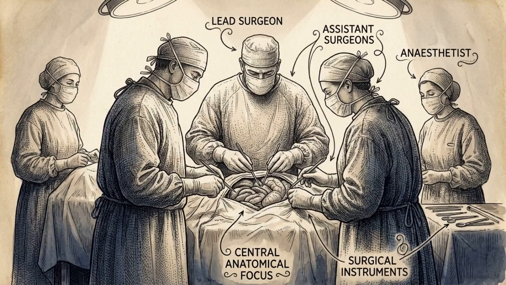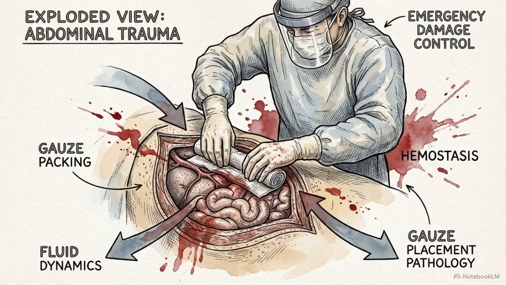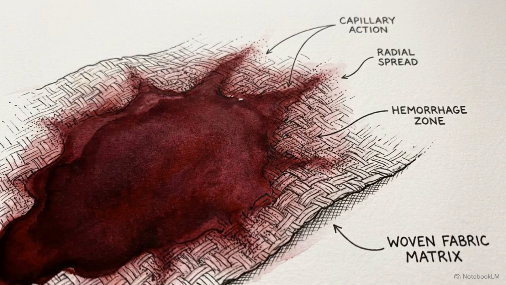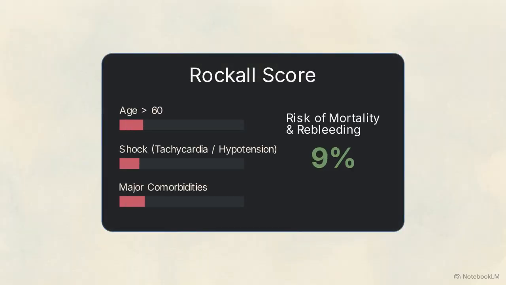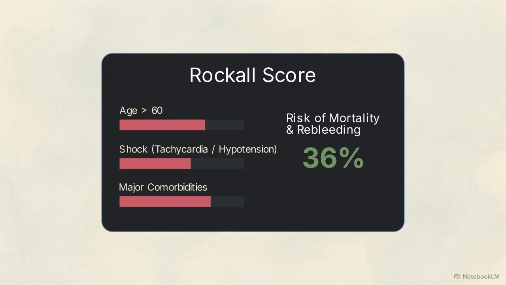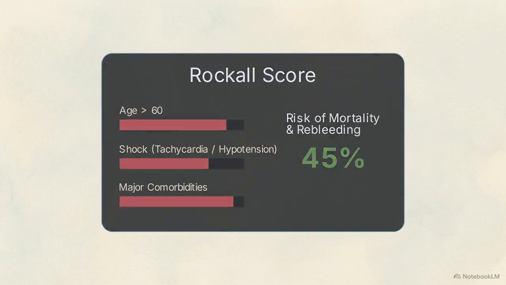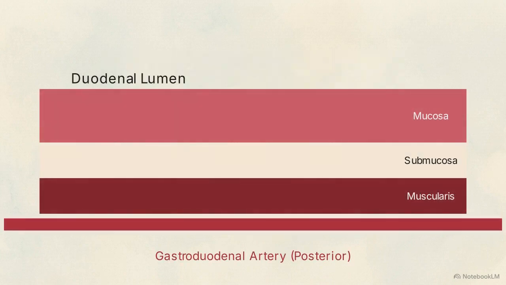Elective acid-reducing operations have been obsolete for decades. Modern ulcer surgery operates strictly as a damage control response for acute, life-threatening mechanical failures. The most immediate threat is a massive upper gastrointestinal hemorrhage. Clinicians stratify the severity of these bleeds using the Rockall score, a clinical system that factors in a patient's age, state of shock, and comorbidities to predict the exact risk of rebleeding and death.